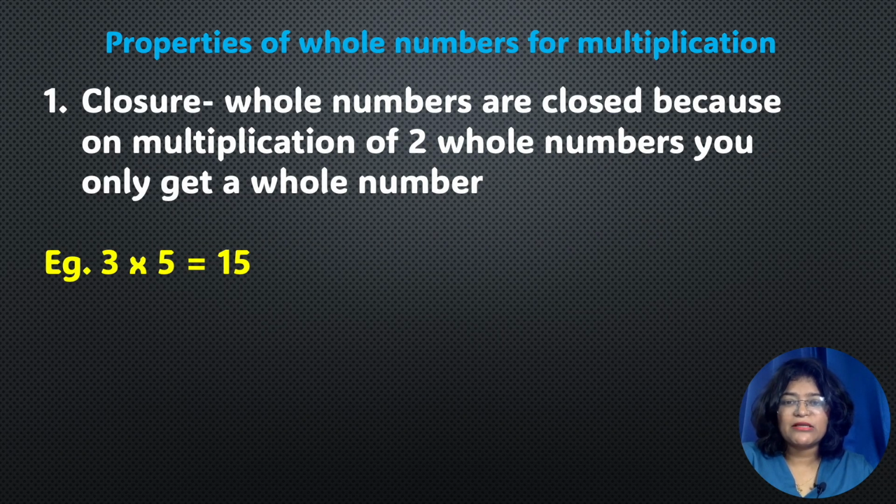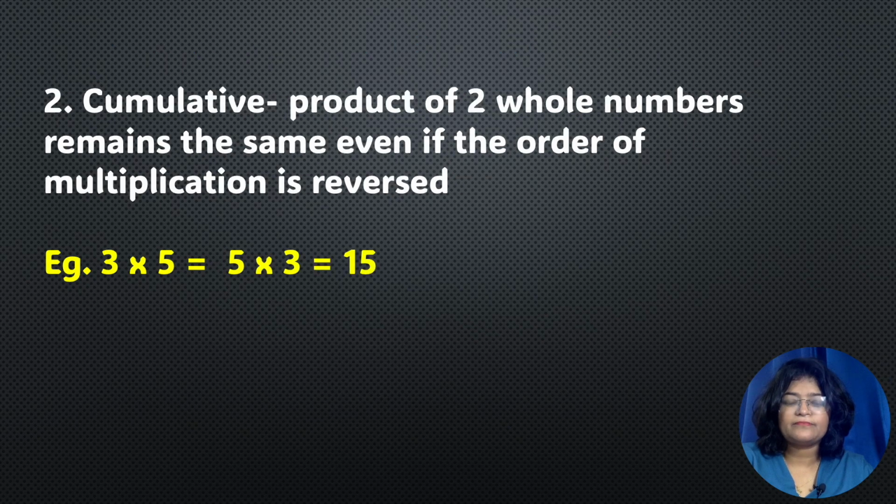Properties of whole numbers for multiplication. Closure property. Whole numbers are closed because on multiplication of two whole numbers, you only get a whole number. For example, 3 into 5 will give you 15. The commutative property. The product of two whole numbers remains the same even if the order of multiplication is reversed. So 3 into 5 is also the same as 5 into 3, which is 15.